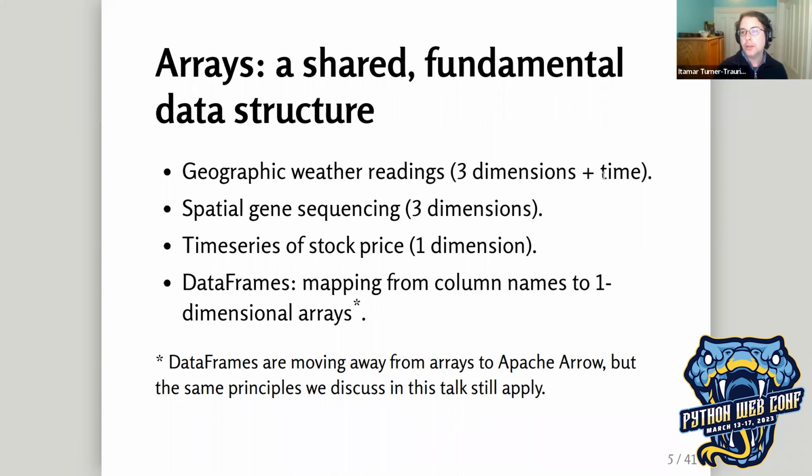You have a time series of a stock, which goes up and down over time, or a data frame, which is mapping from column names to essentially one-dimensional arrays. All of these things, underneath the hood, can be expressed as arrays. And so the infrastructure that makes Python fast depends on the domain. And in this case, we're focusing on the kinds of applications that involve processing large numeric arrays.